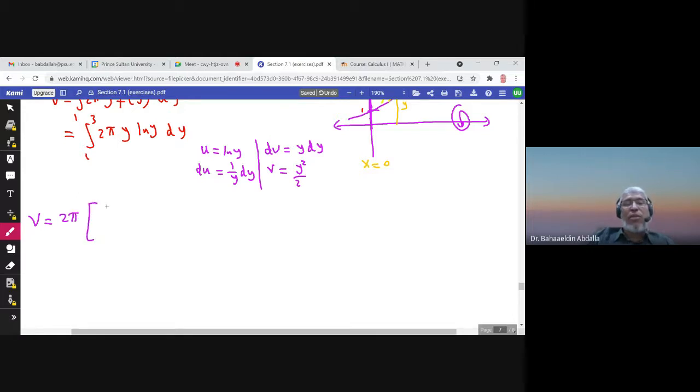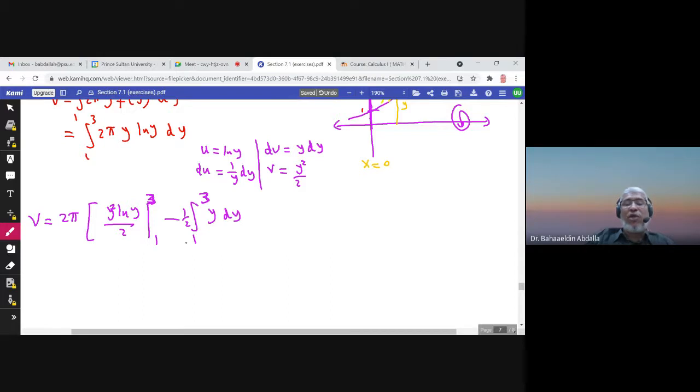So the volume would be equal to 2 pi times. Now, u times v, which is y square ln y over 2 from 1 to 3, minus integral 1 to 3 of v du. So y square over y, and there is a half. I can take the half outside, and this is y square over y, so that's just y.